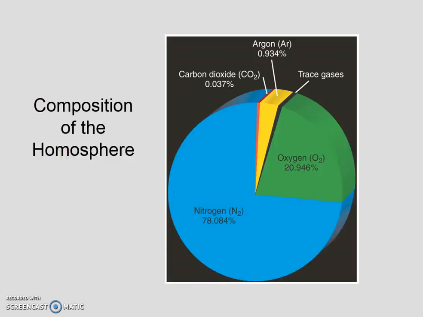So as we start talking about the composition of the atmosphere, we're going to be using terminology such as the homosphere and the heterosphere to determine compositions of the atmosphere at certain levels. The homosphere is the lower level of the atmosphere, and it is made up primarily of nitrogen at 78%, oxygen at rounding up to 21%. We have our carbon dioxide, our argon, and trace gases. These are the current distribution of gases that we see in the homosphere to date.